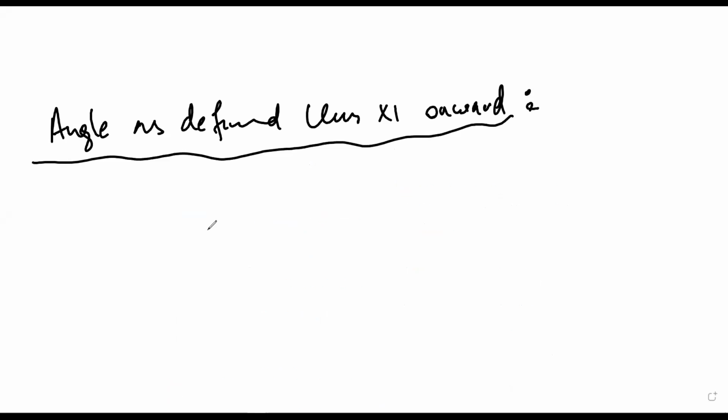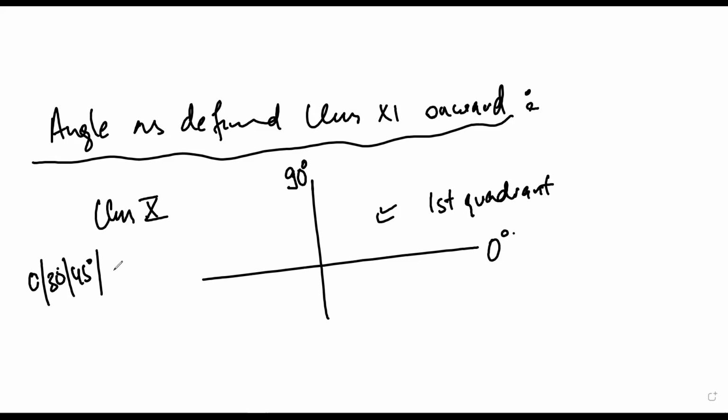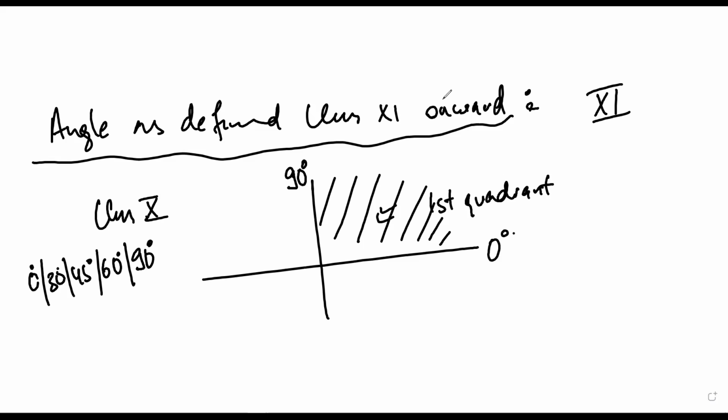So in class 10th, our world is limited in this quadrant only. This is the first quadrant. Our world is limited between 0 to 90 degrees. If you remember in class 10th, all that we did was 0 degree, 30 degrees, 45 degrees, 60 degrees, and 90 degrees. So our world was defined in the first quadrant only.